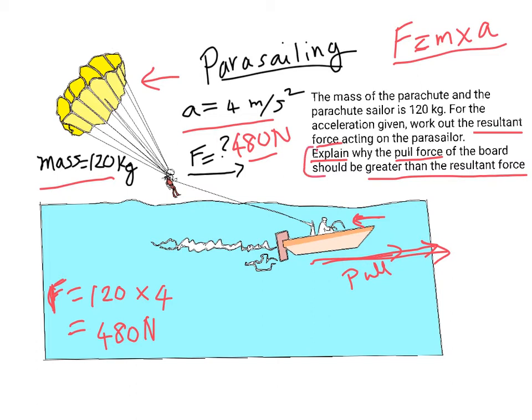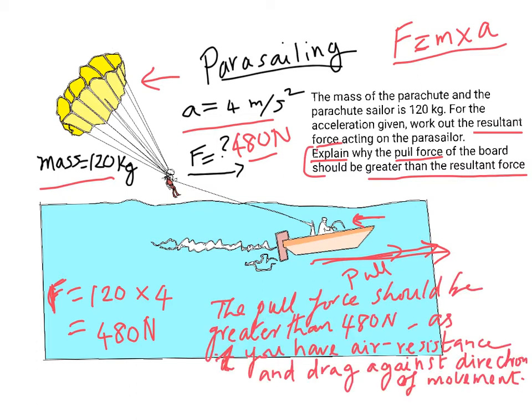So I'm going to write that here now. Force should be greater than 480 newtons as you have air resistance and drag against the direction of movement. Okay, so you not only have air resistance, you also have the drag of the water on the boat. So these two forces have to be overcome, and so the boat has to pull with a force much greater than 480 newtons.